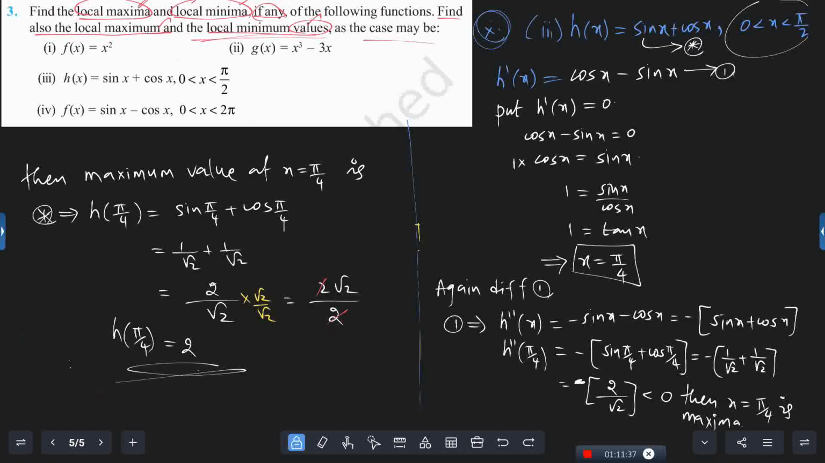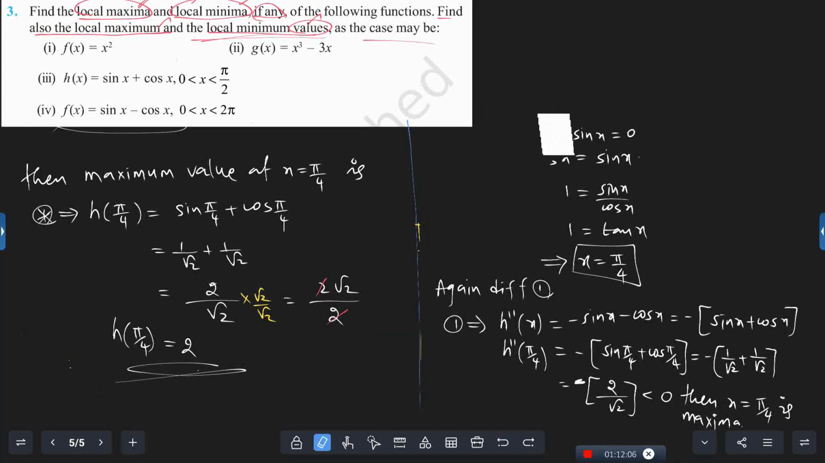Oh, fourth Roman, have you noticed it? Same question, but they give negative. But have you noticed the interval? It is 0 to 2 pi. There are 4 values for x. Be careful. This is not like the third Roman with 0 to pi by 2. 0 to 2 pi is given. Be careful.